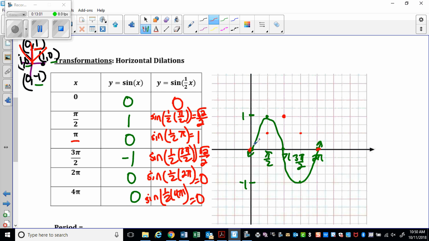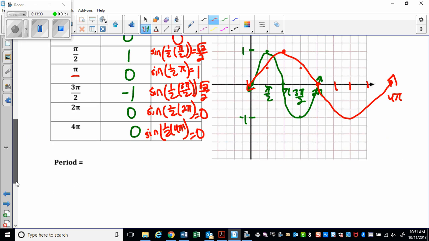So this is only one part of my revolution. This is 1, 2, 3, 4 pi will be right here. This will be -1, and then 4 pi will be right here. So do you guys see that it's being stretched? My sine of 1/2 x is being stretched. My period is going to be different.